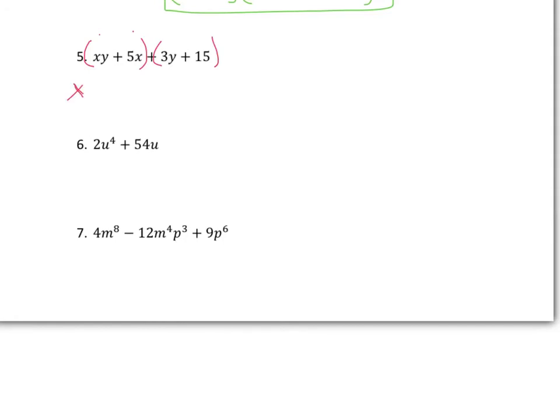That's all they share, right? Greatest common factor just means, what do they share? What's the biggest thing they share? So you're left with y in the first term and 5 in the second term.